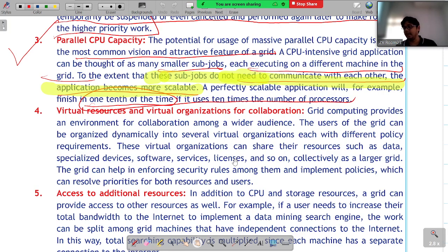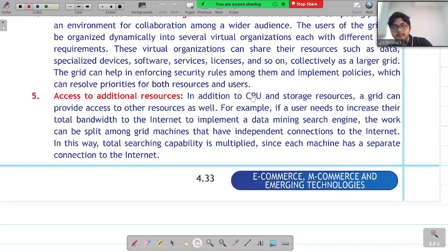Now listen. Done? Actually, I went to drink water. Now listen here. Parallel CPU capacity done. Correct? Yes or no? Now tick mark this point. Wait one minute.